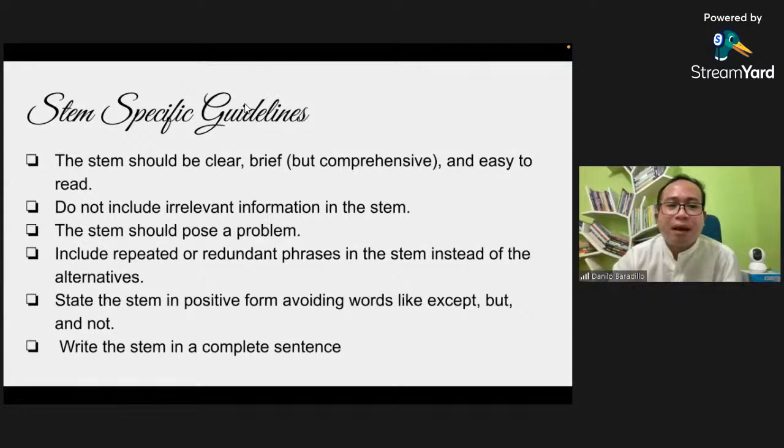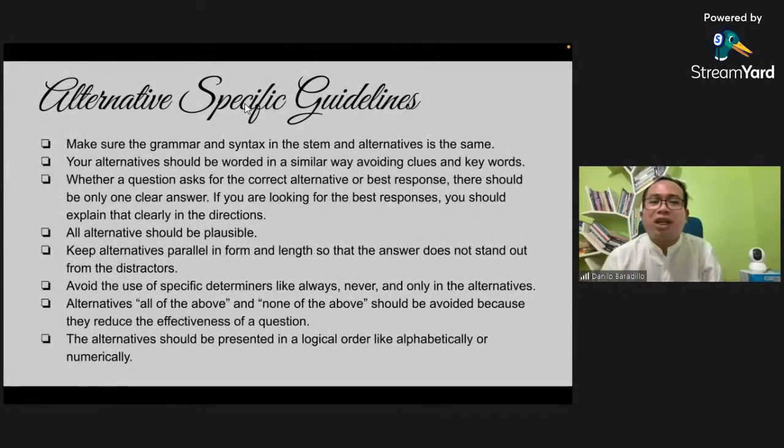Okay. Now, what about the alternatives? The alternatives are the choices. So make sure the grammar and the syntax in the stem and alternatives is the same. That means there is parallelism. And we know how a lack of parallelism would create confusion among our learners and test takers.